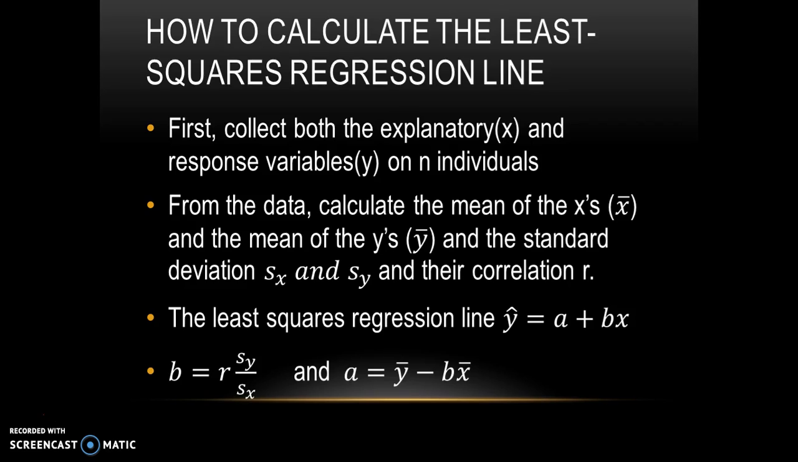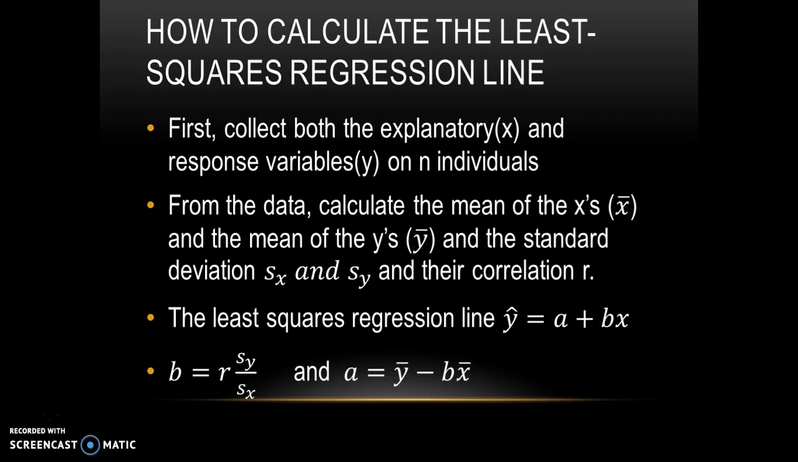So how do you find b? Well, b is r, the correlation, times s sub y over s sub x. So the standard deviation of the y's divided by the standard deviation of the x's. If you want to find a, you would take the mean of the y's minus b, which you just found, times the mean of the x's. So we'll do some examples.